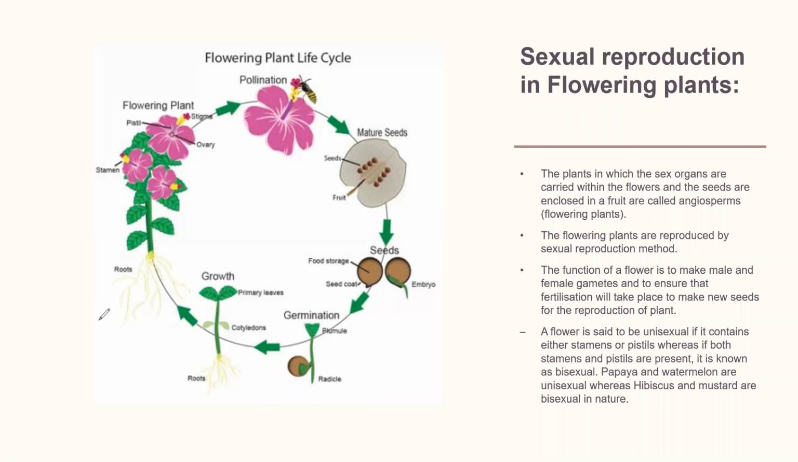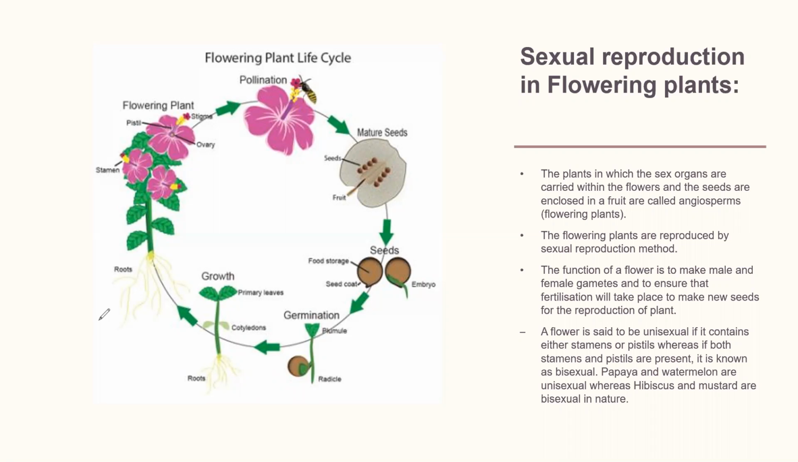Let's start the sexual reproduction in flowering plants. The plants in which the sex organs are carried within the flower and the seeds are enclosed in a fruit are called angiosperms, that is, flowering plants. The flowering plants are produced by the sexual reproduction method. The function of a flower is to make male and female gametes and to ensure that fertilization will take place to make new seeds for the production of plants.